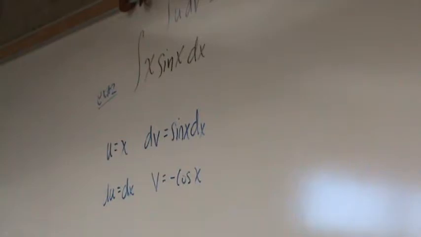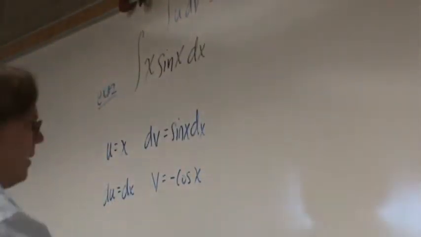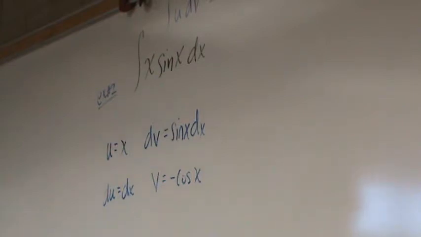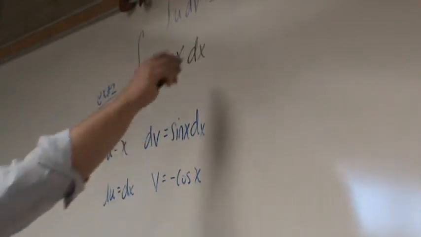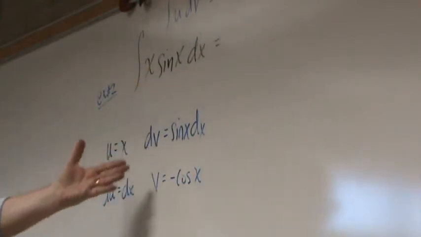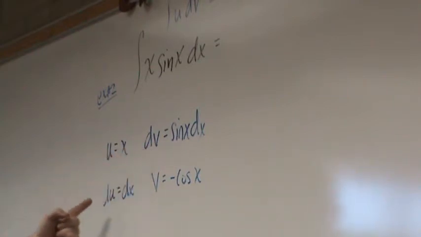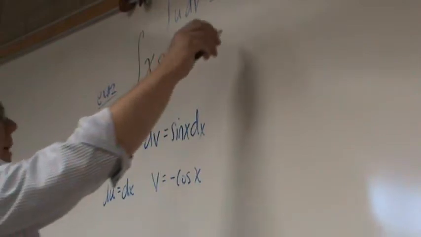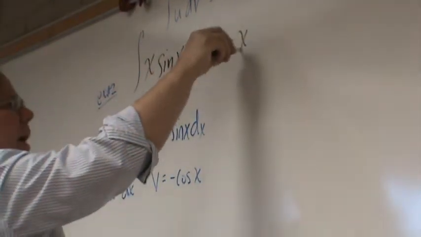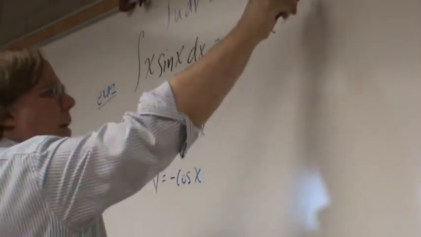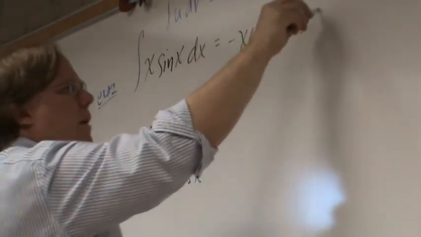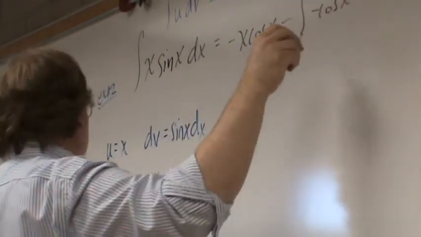Well, hey guys, I better get going. I need to show you another type so that you can be enabled to do tonight's homework. So this guy, are you okay with my choice of u and dv and thus my choice of du and v? Okay, then let's go ahead and write it out. I got negative x cosine x minus the integral of v, negative cosine x, and then du, which happens to be dx.